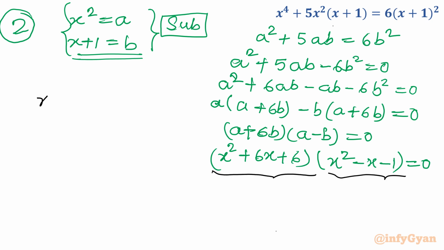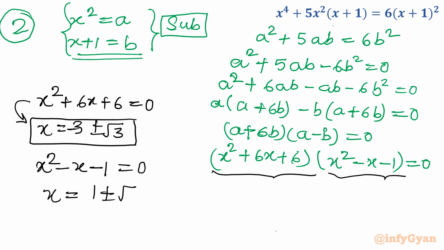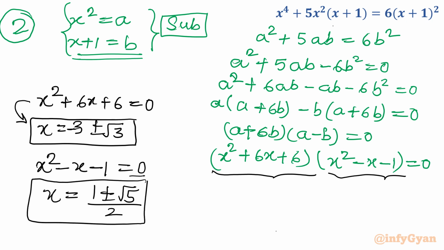I am not going to solve both the quadratics. I will directly write the results because we have already solved them. From here we have already calculated minus 3 plus minus root 3. This is the solution of this quadratic equation. Now the second quadratic equation again gives the solution 1 plus minus root 5 over 2. This is how we will find the solutions.